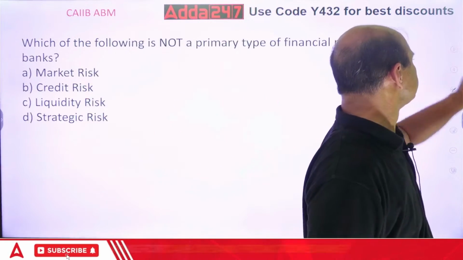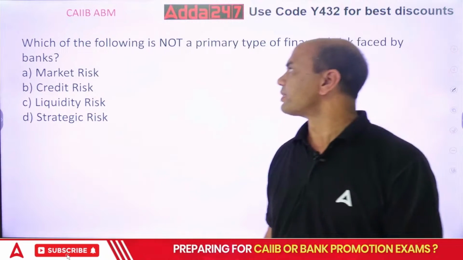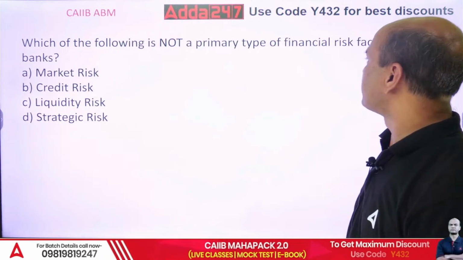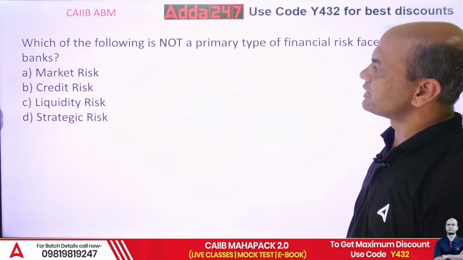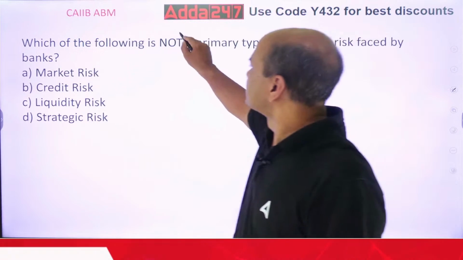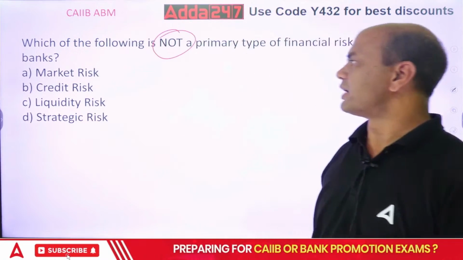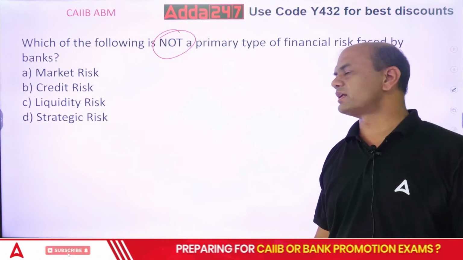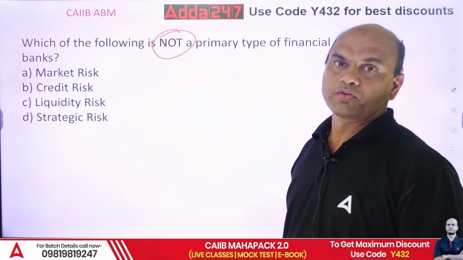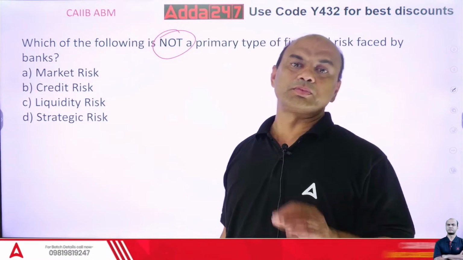Next. Which of the following is not a primary type of financial risk faced by the banks? Not. Market risk, credit risk, liquidity risk, strategy risk. Financial risk. It should not be the financial risk.